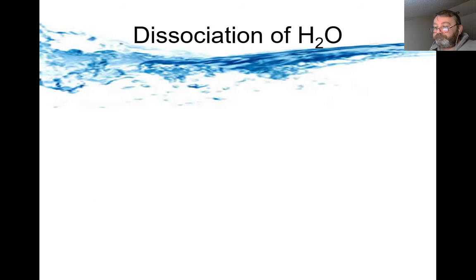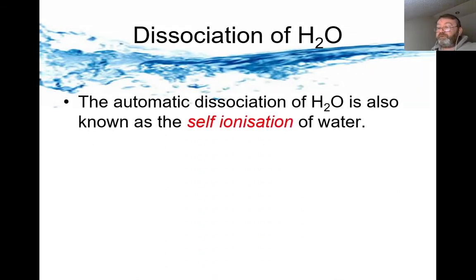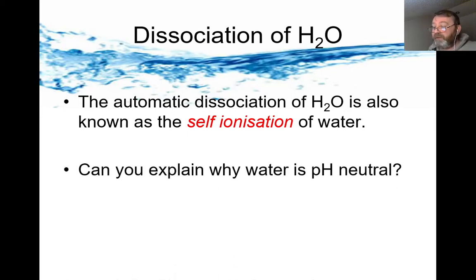Okay. The automatic dissociation of water is known as self-ionization. Now just watch for that term. Anything again in red is extremely important. But self-ionization is the automatic process whereby a substance breaks up into its constituent ions. And in this case here, water breaks up into H plus and OH minus.